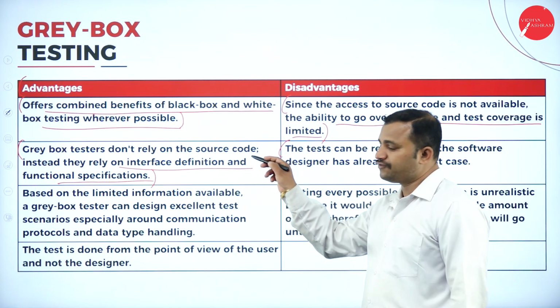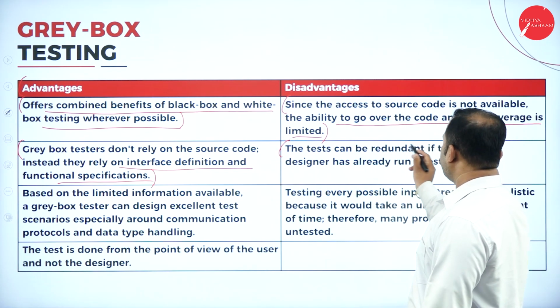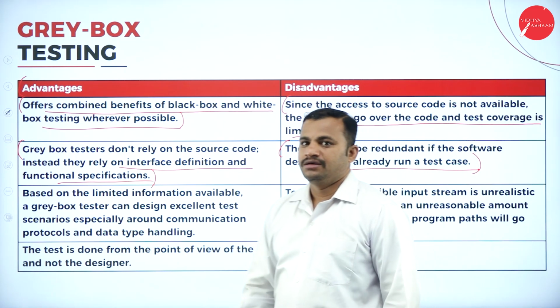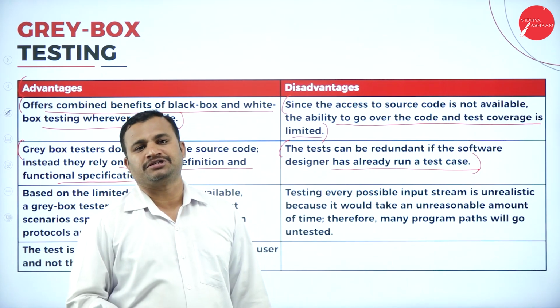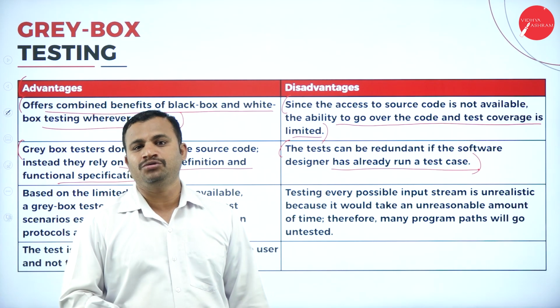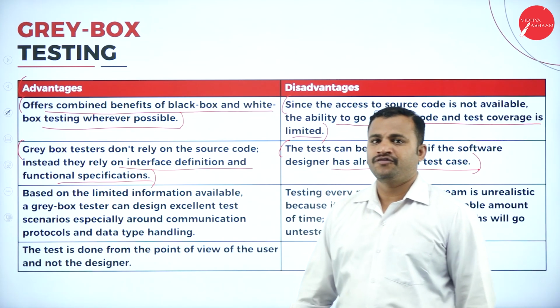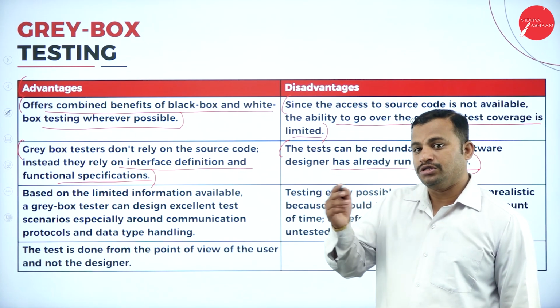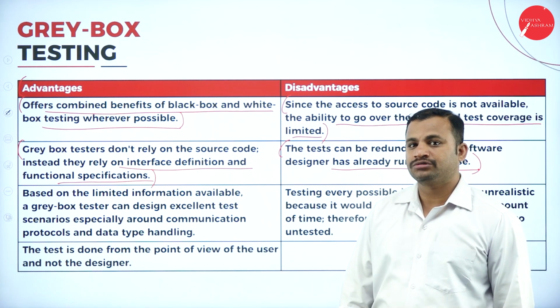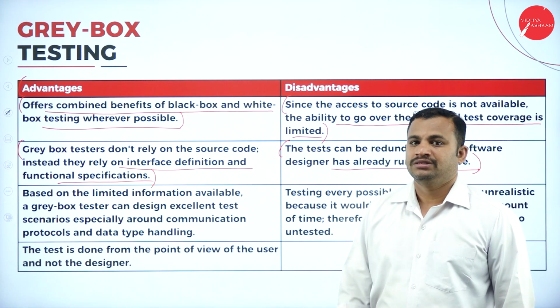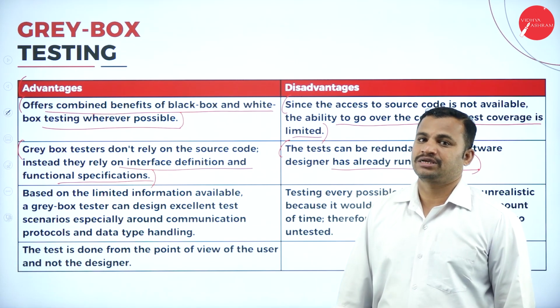The disadvantage of this is the tester can be redundant if the software design has already run a test case. That means repeated information, a repeated test case is carried out on the software application with the form of gray box testing, because once the tester has already carried out the test with test plans, again he has to perform the test. That means it becomes redundant testing operations.